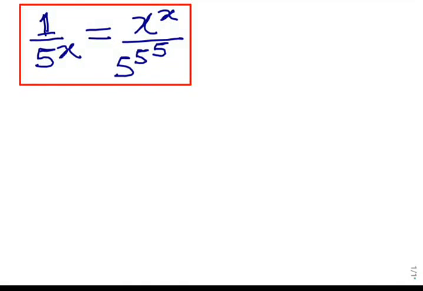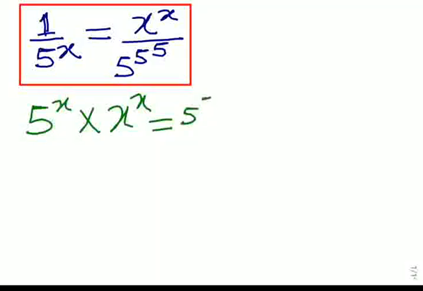In this video we shall solve this interesting exponential equation. We are given that 1 over 5 raised to the power x is the same thing as x raised to the power x divided by 5 raised to the power 5 raised to the power 5. In solving this question, the first thing I shall do is to cross multiply. So if we cross multiply, we're going to have 5 raised to the power x multiplying x raised to the power x. This equals 5 raised to the power 5 raised to the power 5.